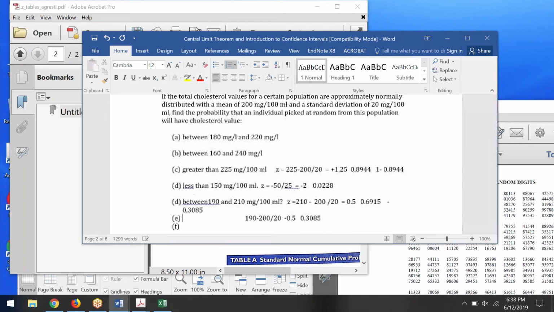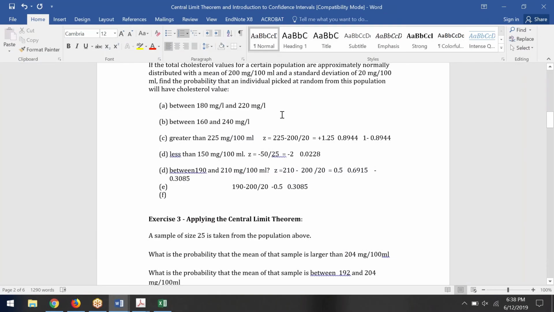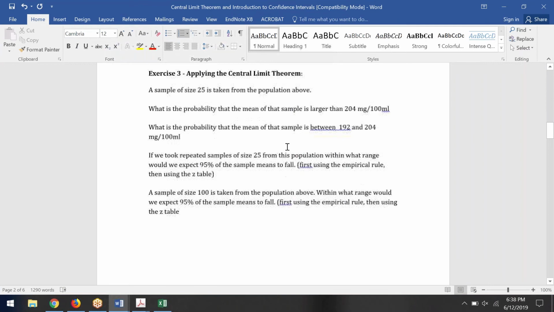Anybody have that? Did anyone do that? 0.383. Good. Thank you very much, guys. Excellent. I'm glad you guys are working on these calculations along with me. Okay, so let's take a look at another exercise.